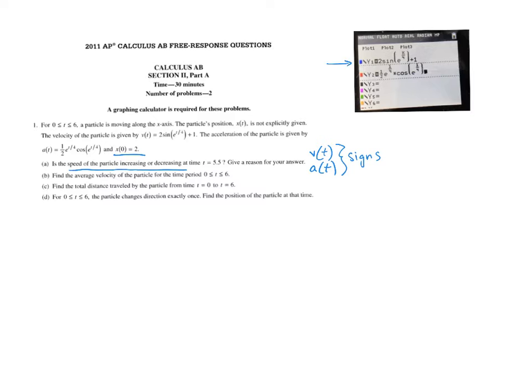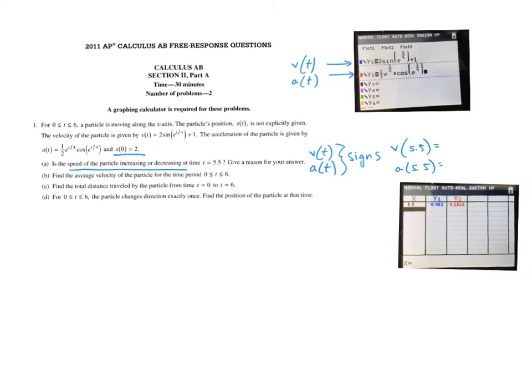So up here you see a little screenshot from my calculator where I used v of t as y1 and a of t as y2. So now I'm going to go to my calculator and I'm going to check out v of 5.5 and I'm going to check out a of 5.5. So I'm going to pause the video for a second. I'm going to go plug those into my calculator and let's see what it looks like.